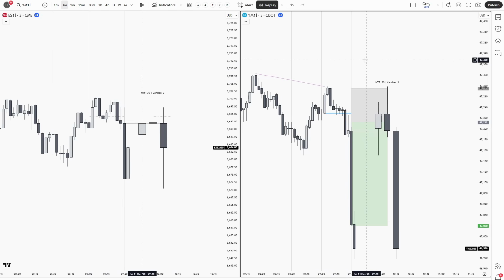So with this example, I'm going to end my video. Hope you guys have learned something from this. If you want more trade breakdowns, let me know in the comment section.